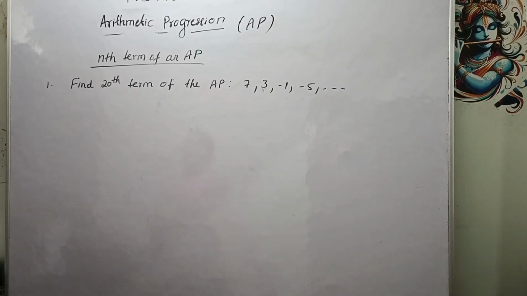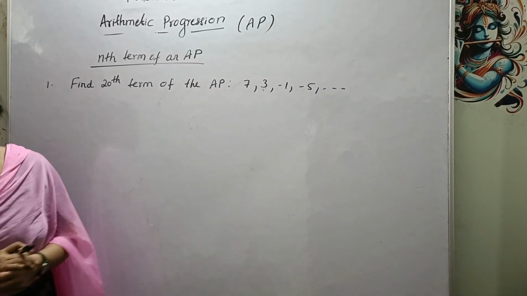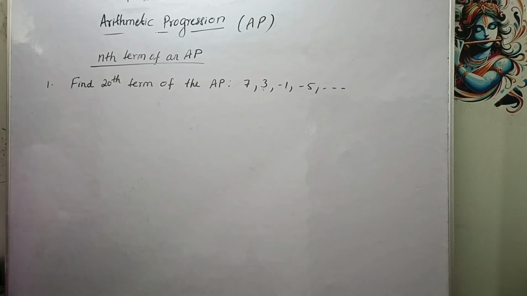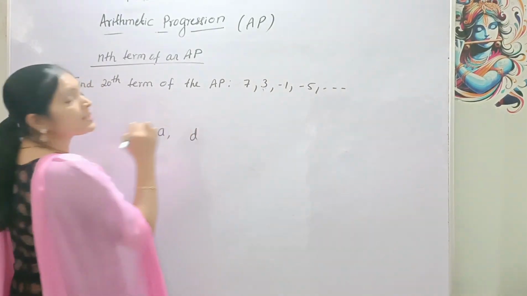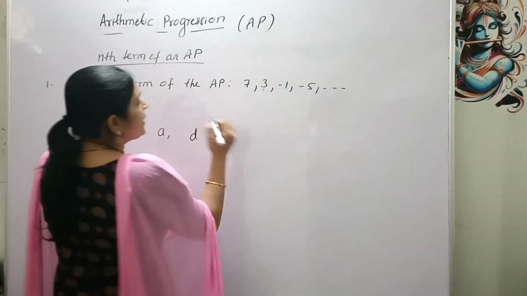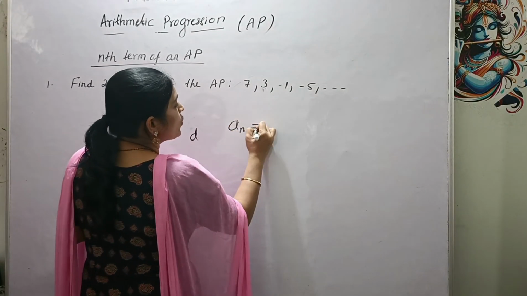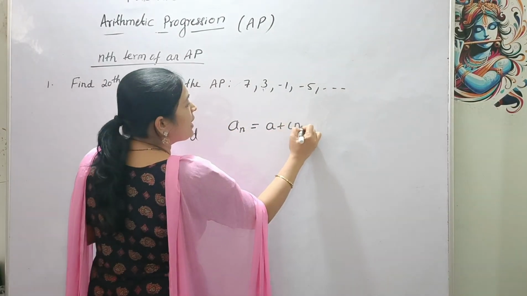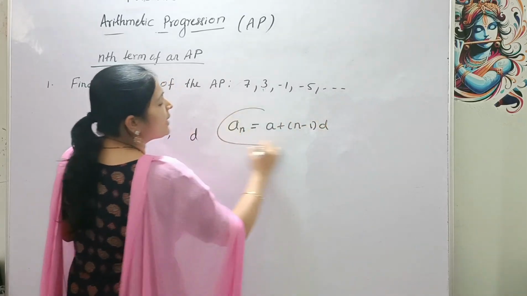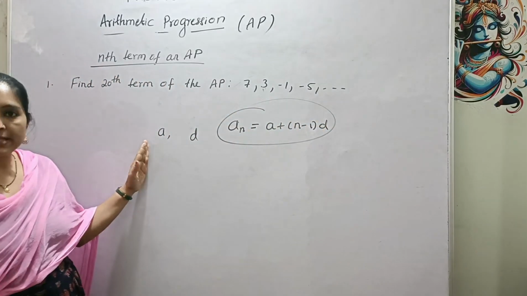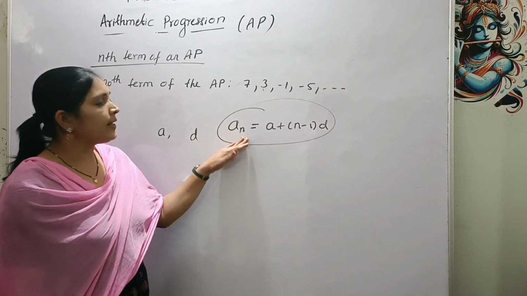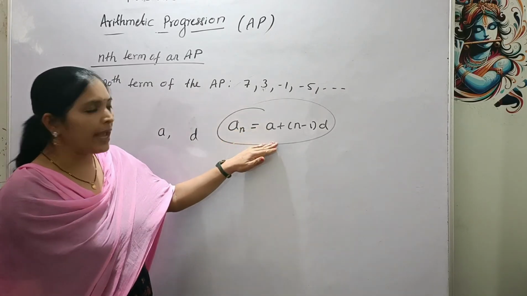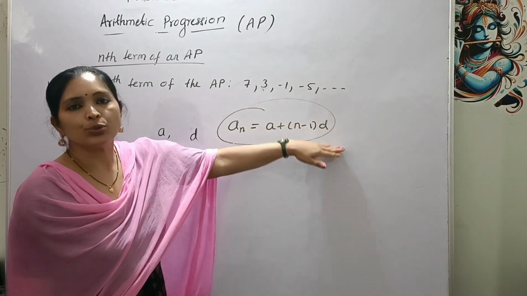Next we are going through the nth term of an AP. Okay, so here we know that if a is the first term and d is the common difference, then the nth term an is equal to a plus n minus 1 into d. Right? It's very important. a is the first term and if d is the common difference, then the nth term an is equal to a plus n minus 1 into d.